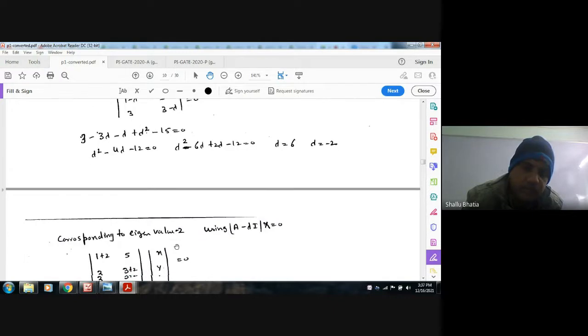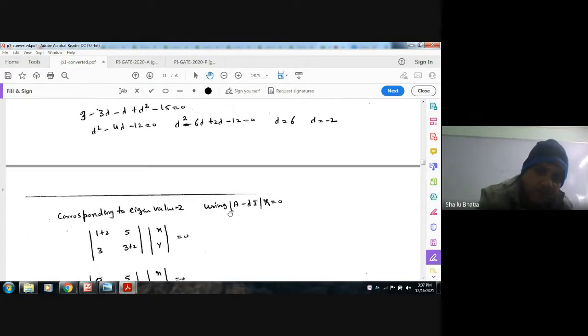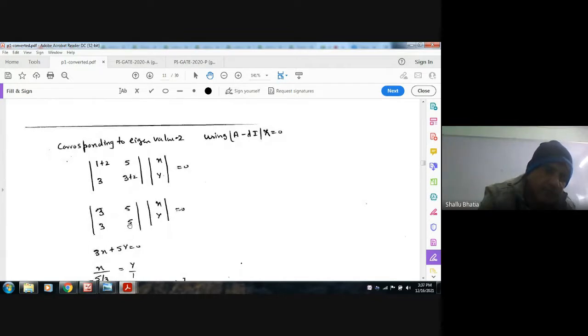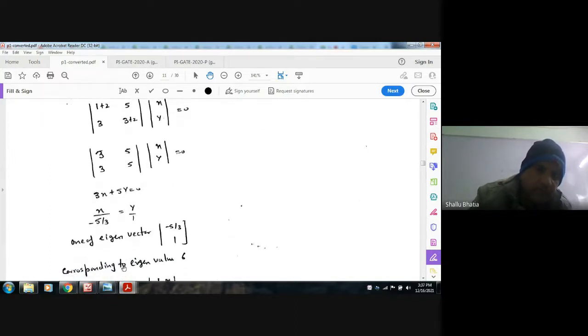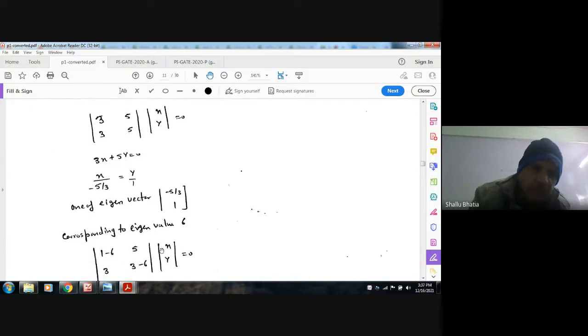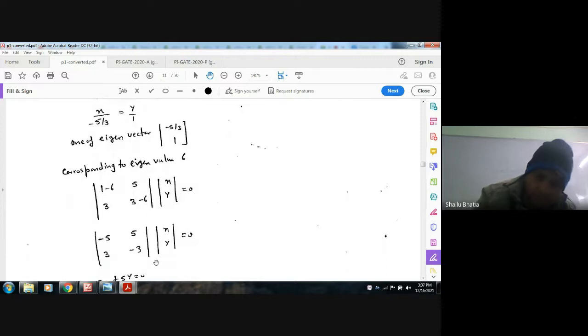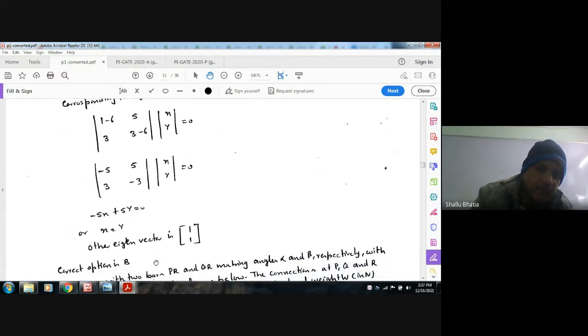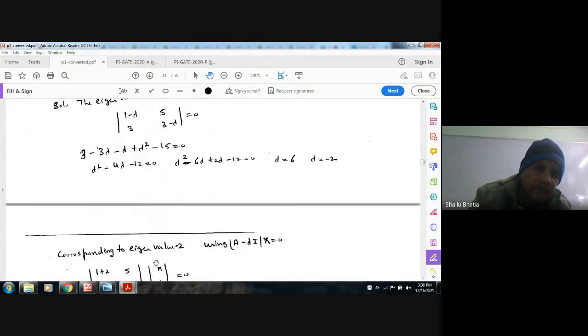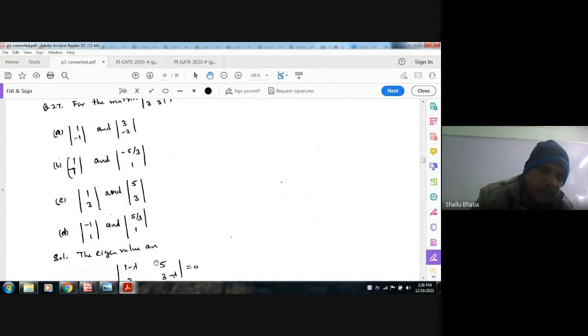Now corresponding to eigenvalue lambda equal to minus 2, the general form of the eigenvector is (A minus lambda I)x equal to 0. Here lambda is minus 2 and the matrix A is 1, 3, 5, 3. So it will be 1 plus 2 here and 3 plus 2 here, and the vector is x, y. So we have 3, 5, 3, 5. The solution is 3x plus 5y, so the eigenvector is minus 5, 3. Corresponding to 6, in a similar manner, we get x equal to y, or 1, 1. So the correct option is minus 5 by 3, and the option is B.